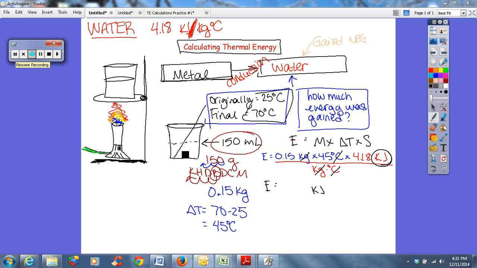When we multiply 0.15 times 45 times 4.18, the answer is 117.09. And that's your final answer. That's how much energy was transferred to the water from the metal.